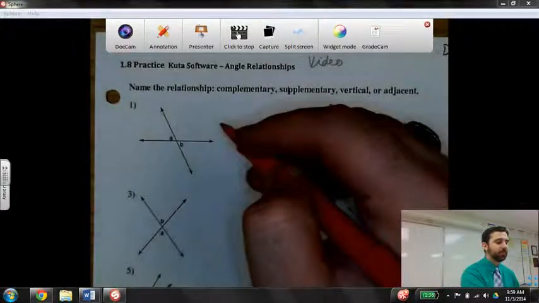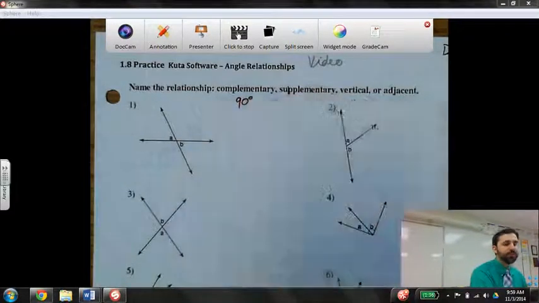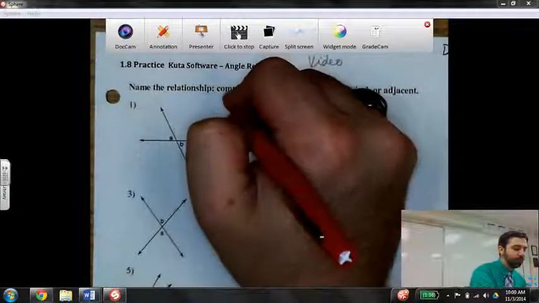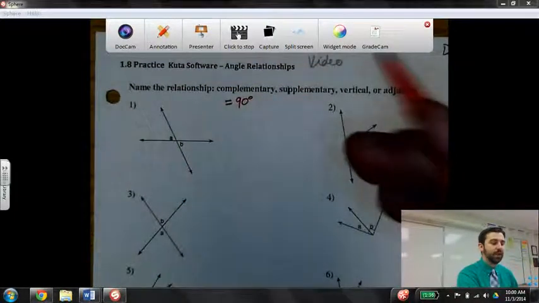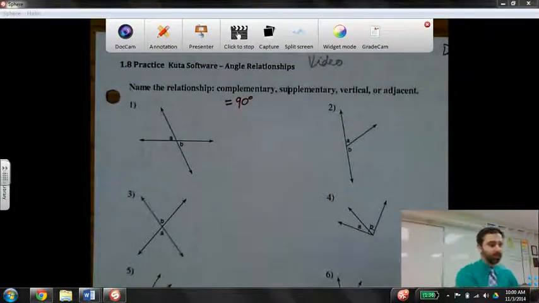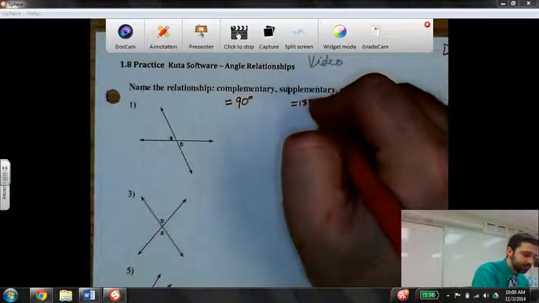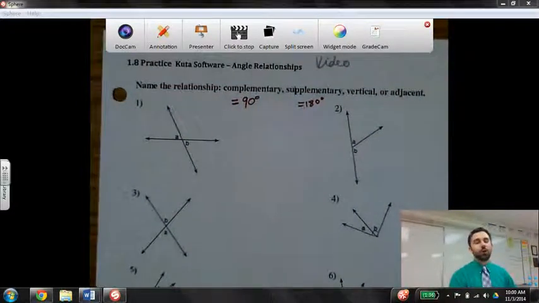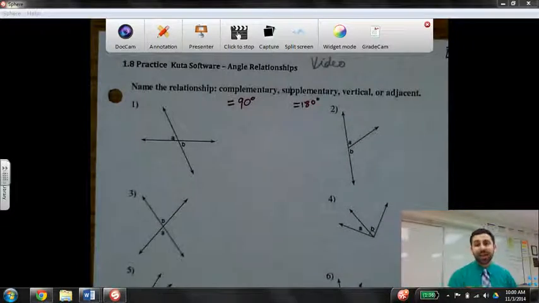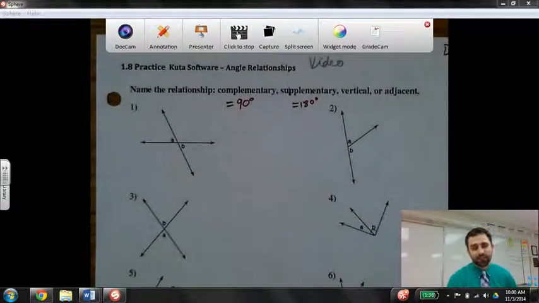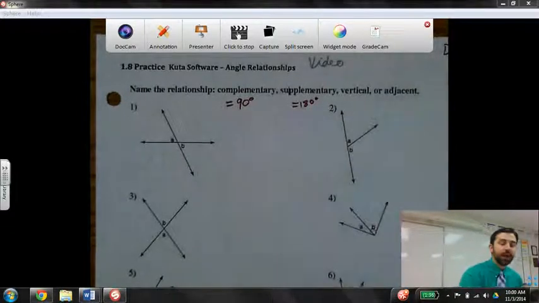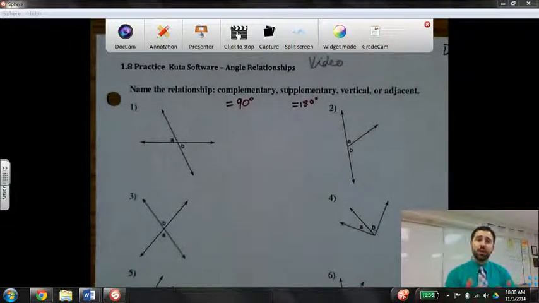So, the first types of relationships that we have are complementary, supplementary, vertical, and adjacent. Complementary angles are angles whose measures add up to 90 degrees. Supplementary are angles whose measures add up to 180 degrees. Vertical angles are non-adjacent, so not touching, and you can think of them as opposite of each other. Adjacent angles are angles that are touching or have a shared line or ray.